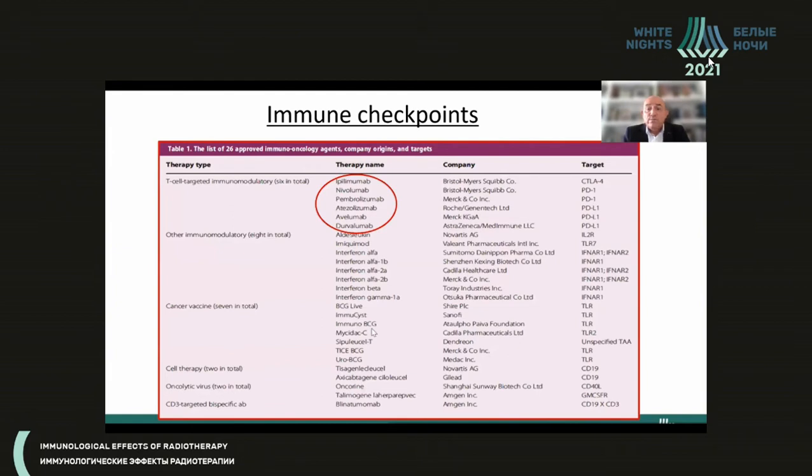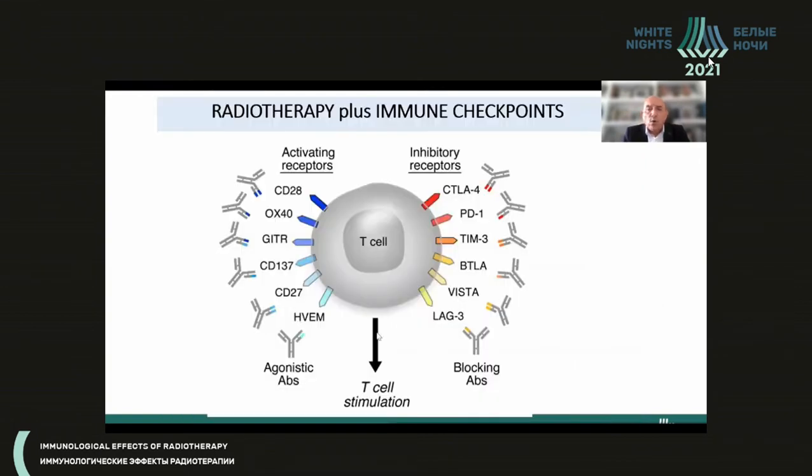In this slide, you have the list of the more than 26 approved immuno-oncology agents with the companies of origin and the targets that are used. But although there are plenty of clinical trials ongoing combining radiotherapy with the different immune checkpoints, we still do not have many of them with reported and tested results that could establish clinical recommendations of how to combine radiotherapy with immunotherapy, and when, with what, and with what specific drug.